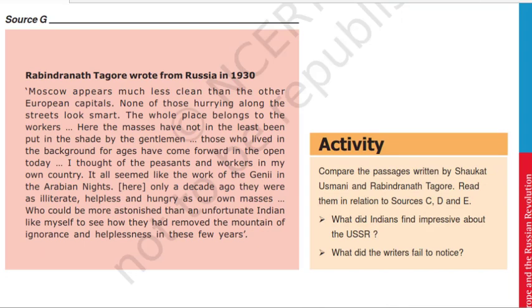Source G. Rabindranath Tagore wrote from Russia in 1930. Moscow appears much less clean than the other European capitals. None of those hurrying along the streets look smart. The whole place belongs to the workers. Here the masses have not in the least been put in the shade by the gentlemen. Those who lived in the background for ages have come forward in the open today.